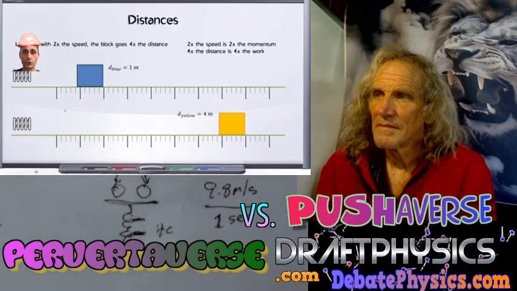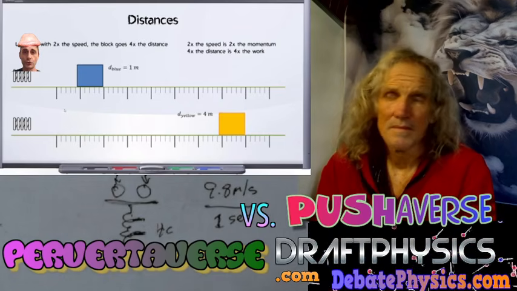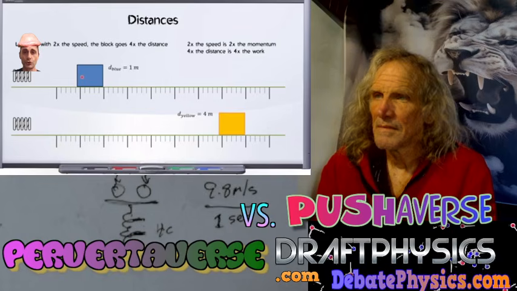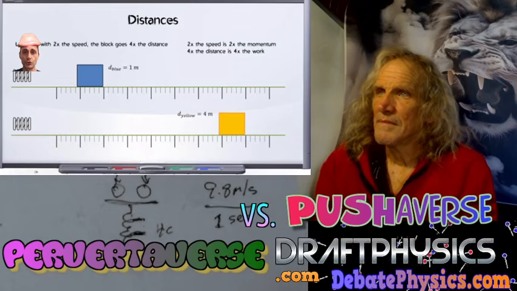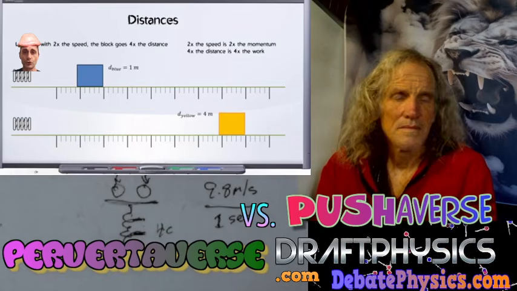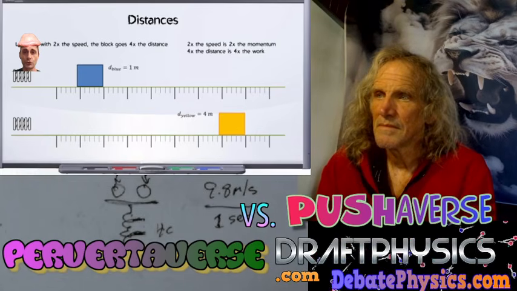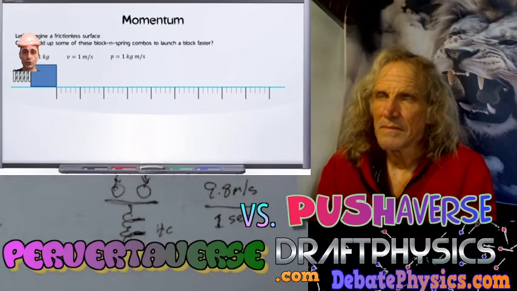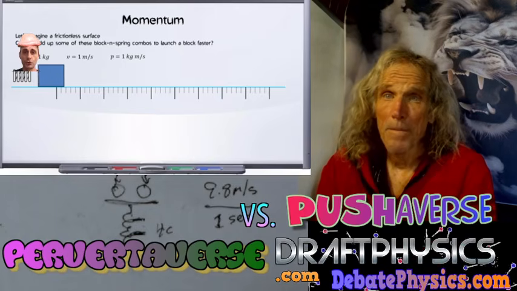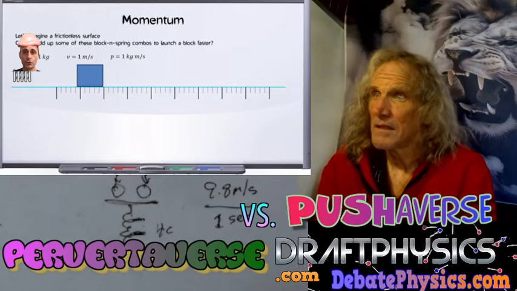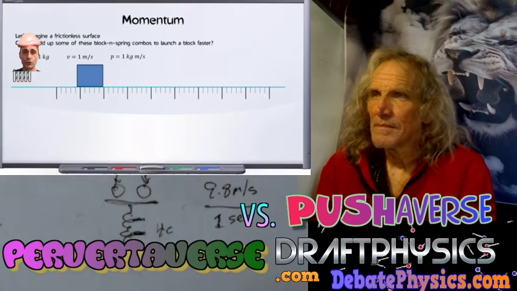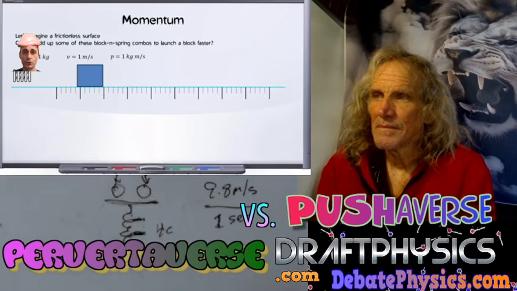Let's see if we can use just the principles of momentum and this one standard spring, this top spring, as a standard. See if we can apply 2 of those to get twice the speed out of our block. So we'll start with just the one standard spring and our 1 kilogram mass, and we've agreed that this is going to launch us at 1 meter per second. And that's 1 kilogram meter per second of momentum.